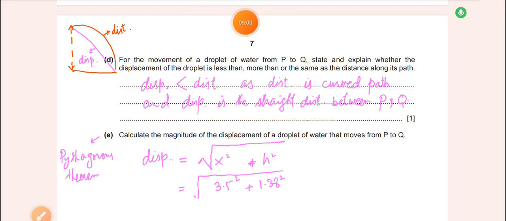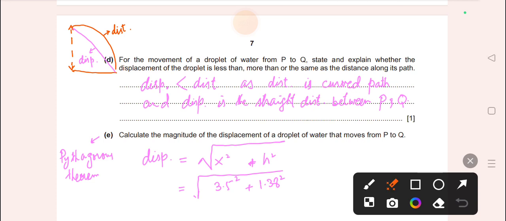Okay, for the next part, for the movement of the object from P to Q, state and explain whether the displacement of the droplet is less or more than beta d. The object was actually coming like that, and displacement is the direct distance. So displacement is the shortest distance. The actual path is curved, and displacement is always a straight line. So displacement will be smaller, right?